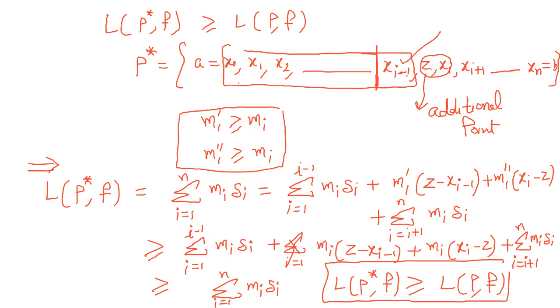So this is the part of the theorem. Similarly we can prove here U(P star, f) is less than or equal to U(P, f). So in this way, since P star is the refinement of P, its lower Riemann integral is always greater than or equal to L(P, f), your original partition.